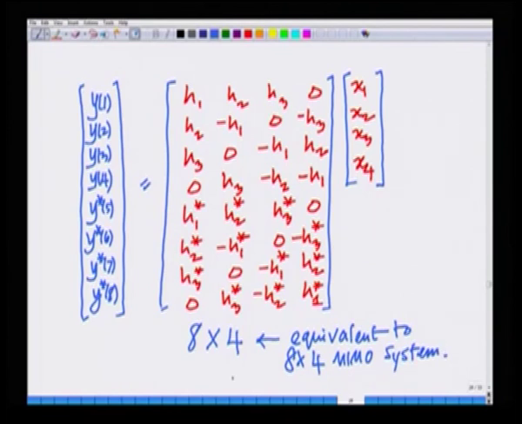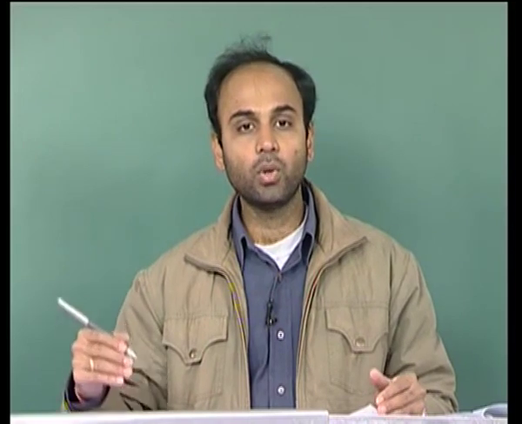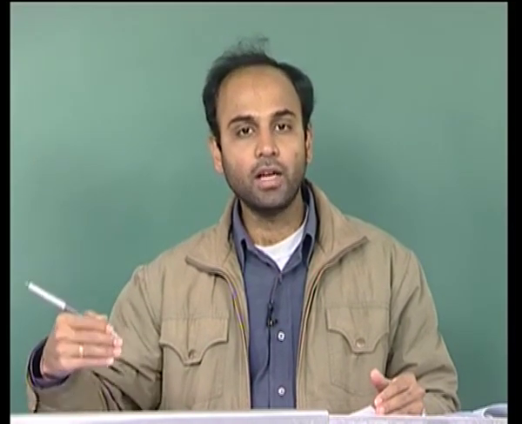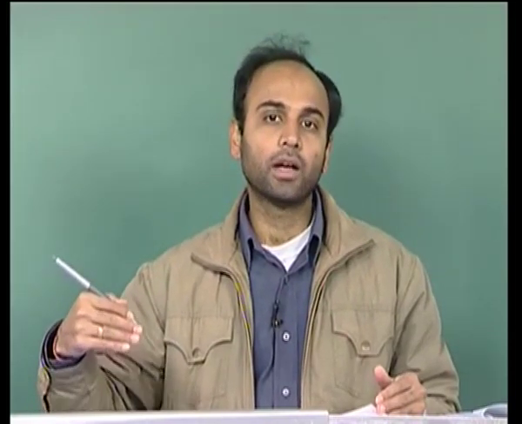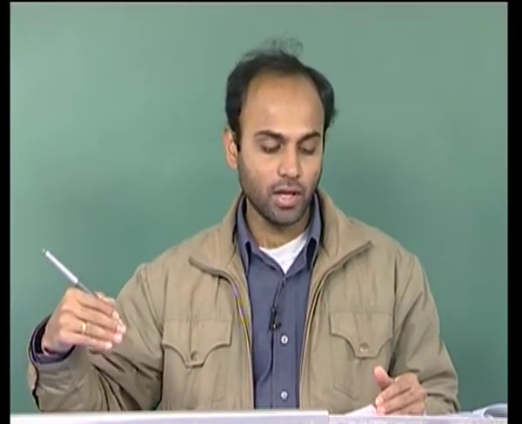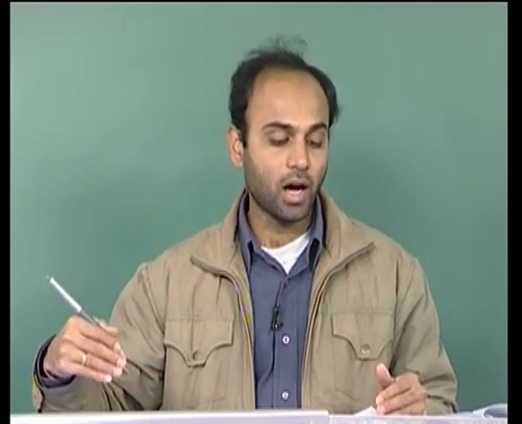Hence, this space time block code is equivalent to an 8 cross 4 MIMO system, which is 8 transmit time instances and 4 transmitted symbols, that is x1, x2, x3, x4, and this is a rate half code.